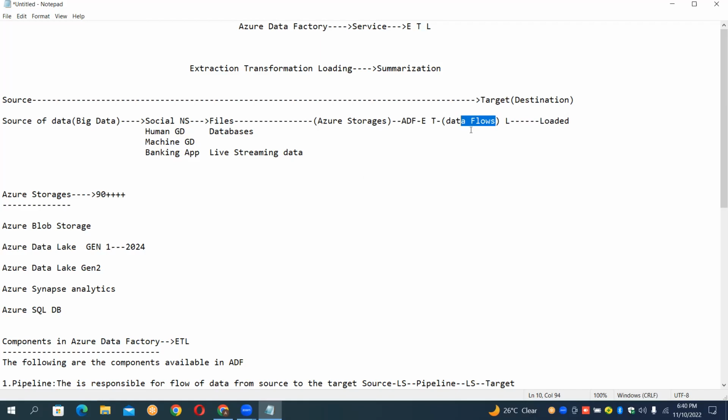Yes, everyone. The transformations are called as what? Data flows. That is called Mapping data flows. The full name of this is called mapping data flows, which is nothing but data flows.